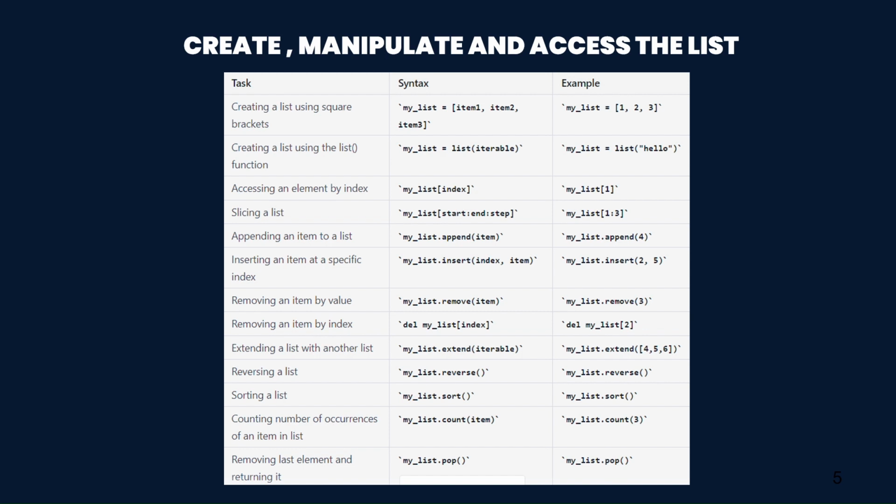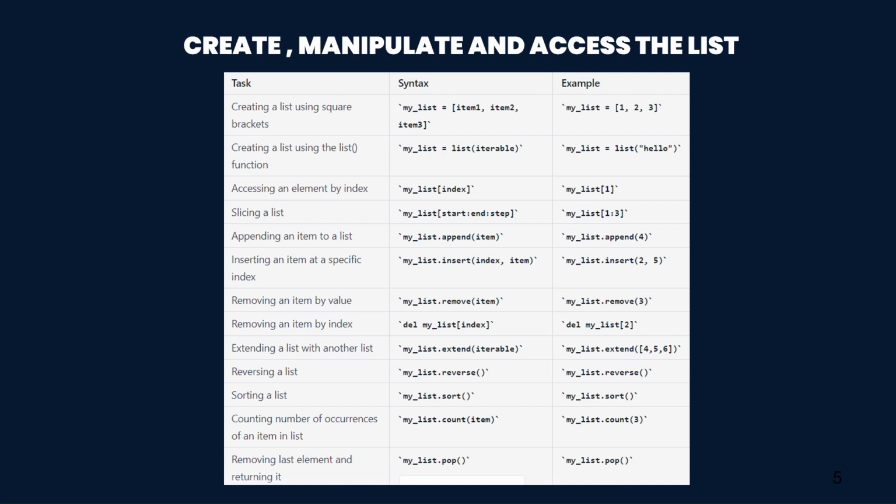So now comes counting number of occurrences of an item in a list. To count the number of occurrences, we will just write the list name dot count and in the bracket the item whose number of occurrences we have to count. Okay. So next comes removing last element and returning it. To remove the last element of the list, we will write list dot pop and in the bracket nothing. It will remove the last item and then return it also, which item has been removed.